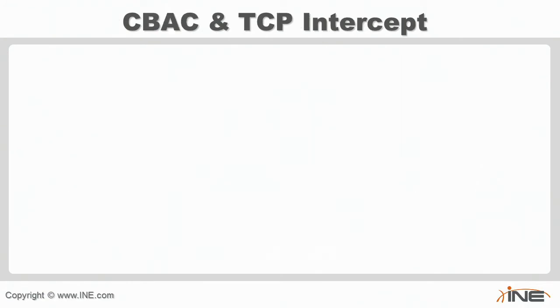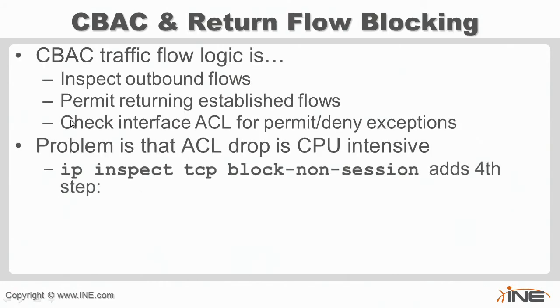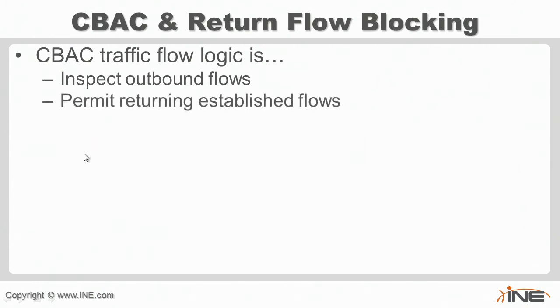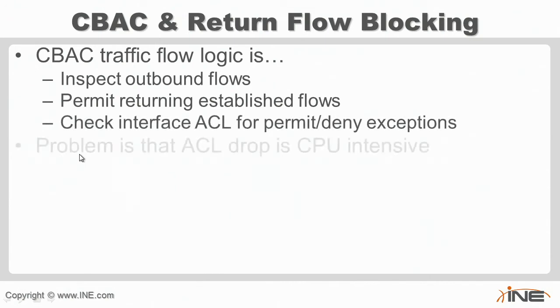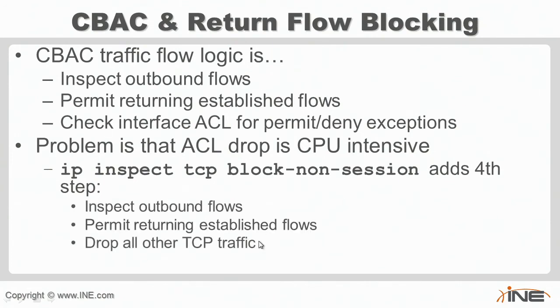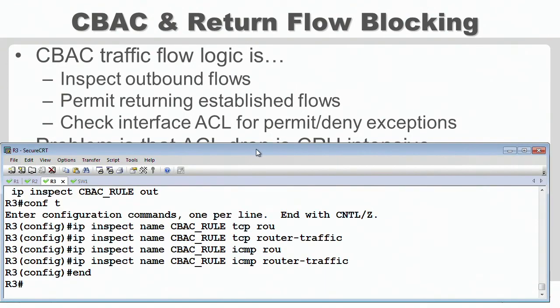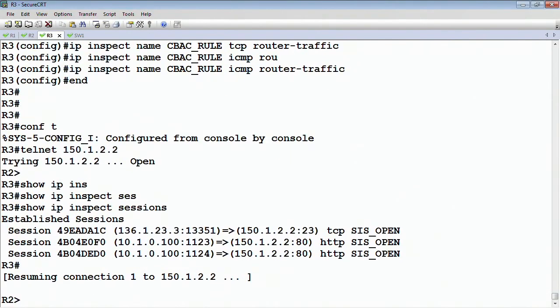Now, as I mentioned, there's also a way that we can change the order of the return flow tracking on the way back in. So normally, we inspect the outbound flows. When the traffic returns, check the state table. If there's not a match, then check the access list. If we were to say IP inspect TCP block non-session, this says before we check the ACL, drop all other TCP traffic. So let's say, for example, we go to router 3, and let's simply remove our current rule.